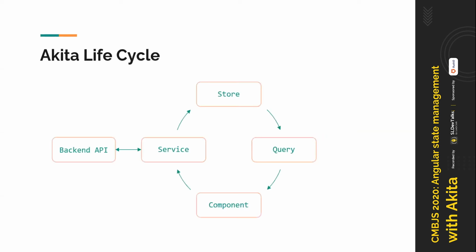If we talk about Akita's life cycle, we have a store. The store is going to be our state, and we're going to be storing all our variables and all our data. Then we have queries. Like the name suggests, we are using query files to get the data from the stores, and components can access them. And then we have a service. The service is going to mutate the store. So when we are going to update any store values, we are going through a service.